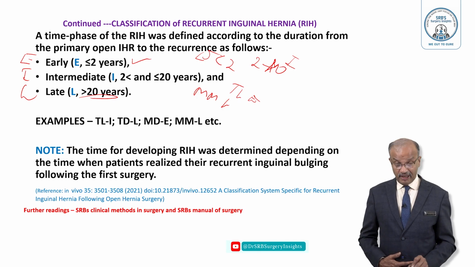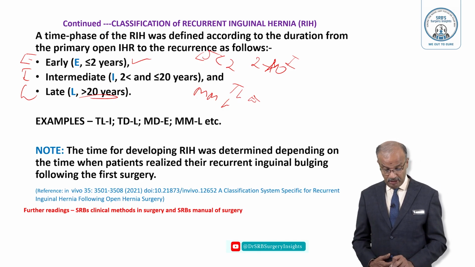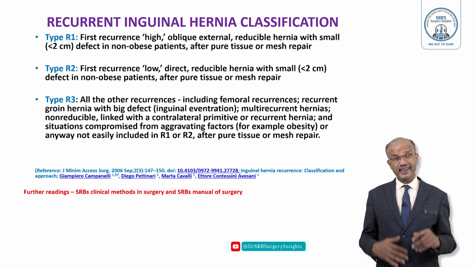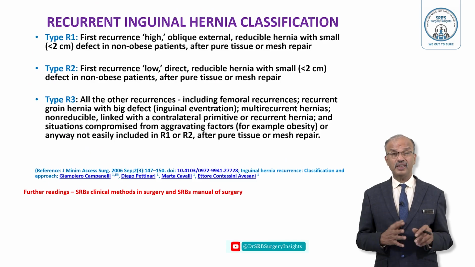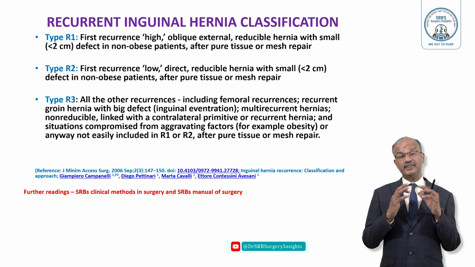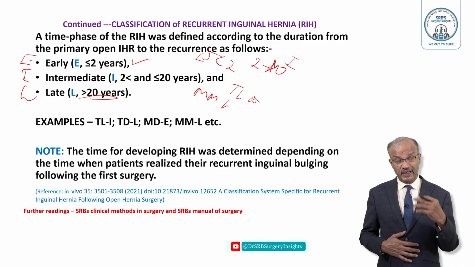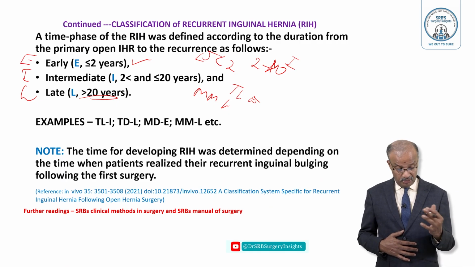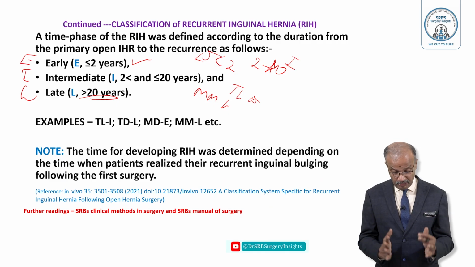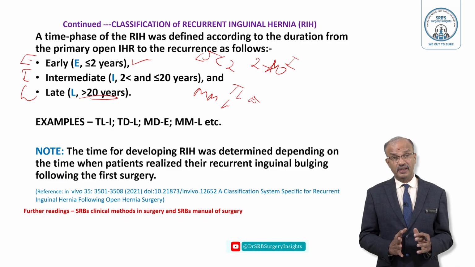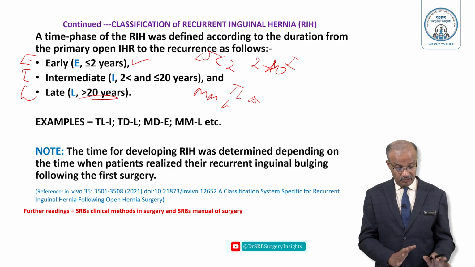Now the time for developing recurrent inguinal hernia was determined depending on the time when the patient realized their recurrent inguinal bulging following the first surgery. So recurrent, again a newer classification, that is very important actually, based on where exactly anatomically. Now this one is different. This is the classification based on when it happens, 2 to 5, 2 to 20 and more than 20 years, and why disruption occurs. It gives a pathological nature of the recurrence. Time duration and pathological nature, this classification.